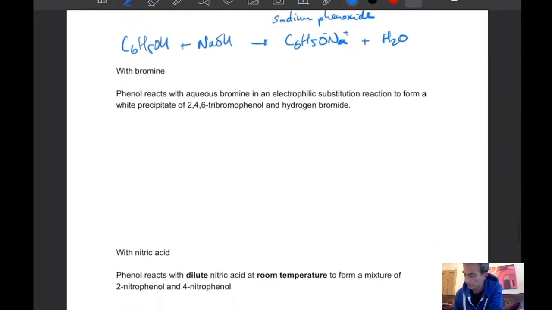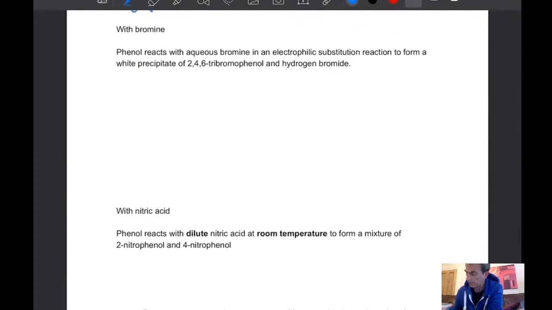Next one, with bromine. Let's look at what it says. Phenol reacts with aqueous bromine in an electrophilic substitution reaction to form a white precipitate of 2,4,6-tribromophenol and hydrogen bromide. We're going to talk about this reaction again on the next page. So let's put this into an equation. Phenol reacts with bromine, I'm going to balance this in a second, to form 2,4,6-tribromophenol.